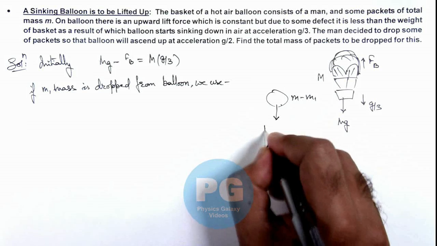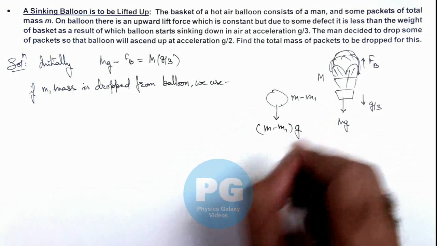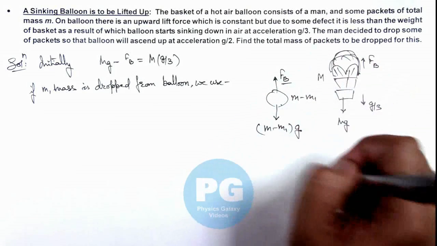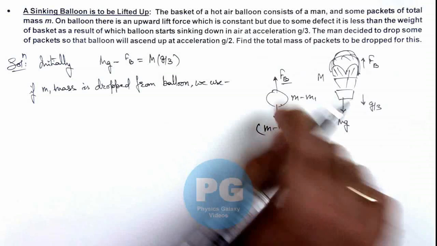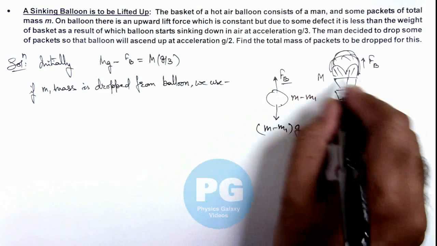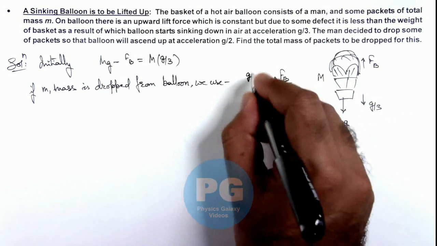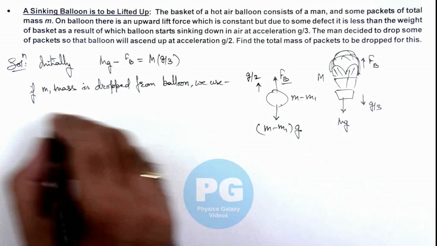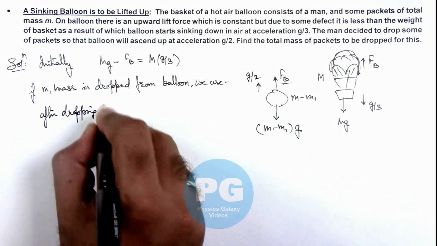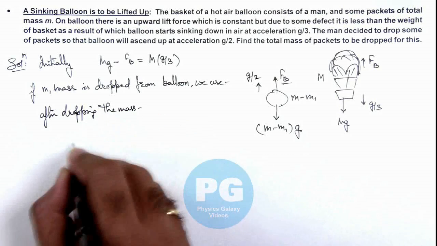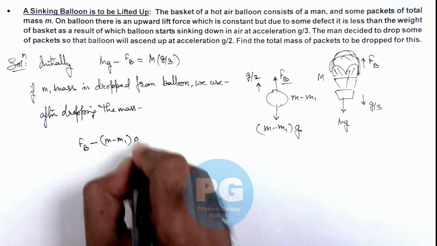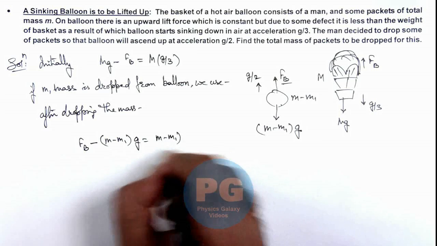Downward weight acting on it is (m minus m1) multiplied by g, and the buoyant force will remain the same, the lift force, because it is due to the size of the balloon. We consider this is constant. We are also given that it is constant. So here we can say when this mass is dropped, it will start going up with an acceleration g/2. So after dropping the mass, we can write the equation of motion as Fb minus (m minus m1)g is equal to (m minus m1)a.